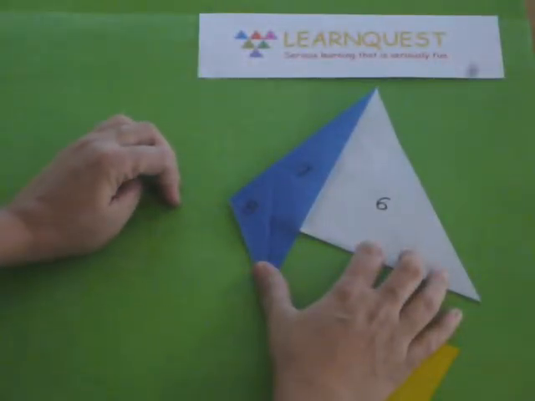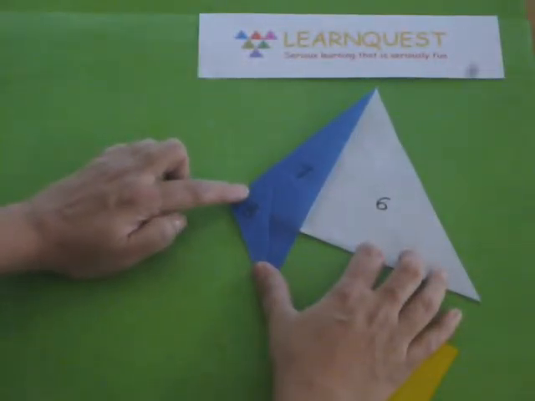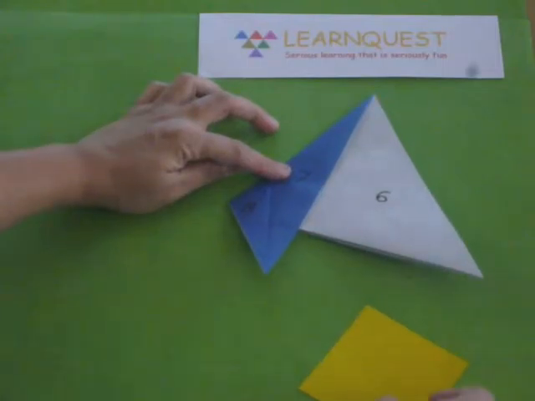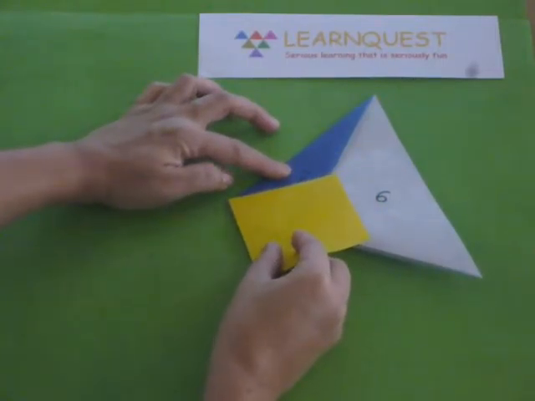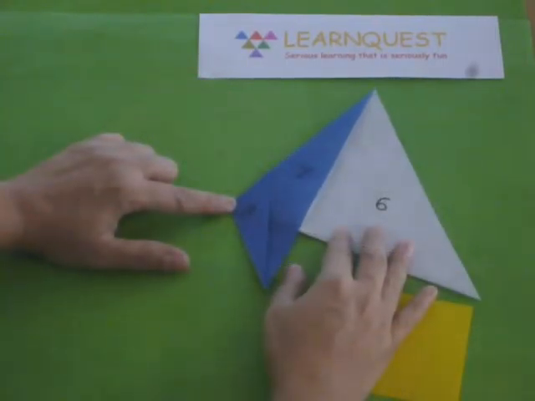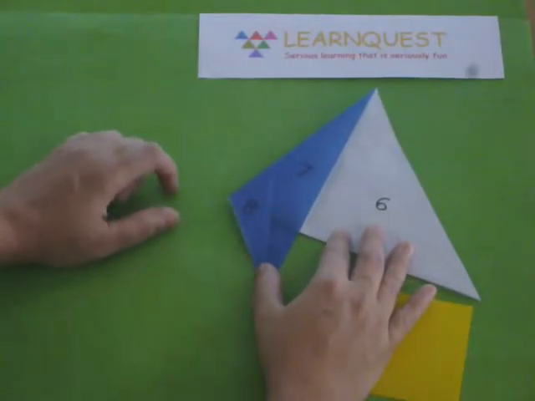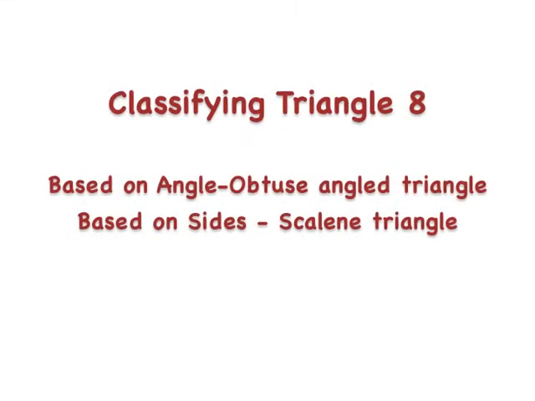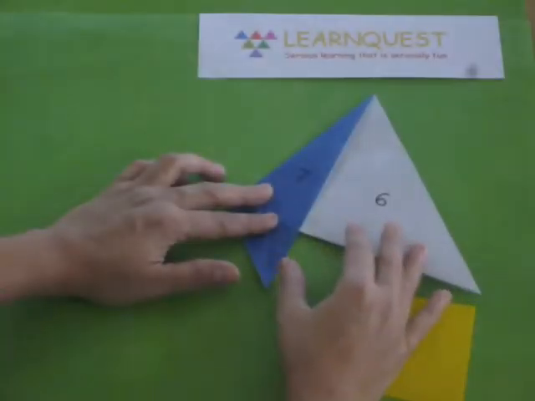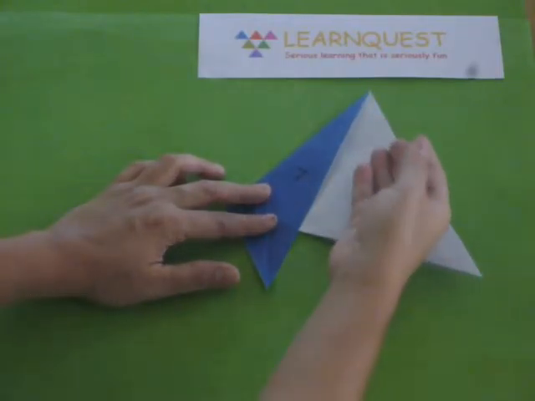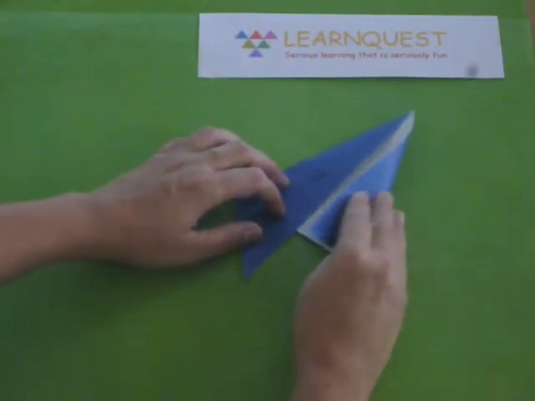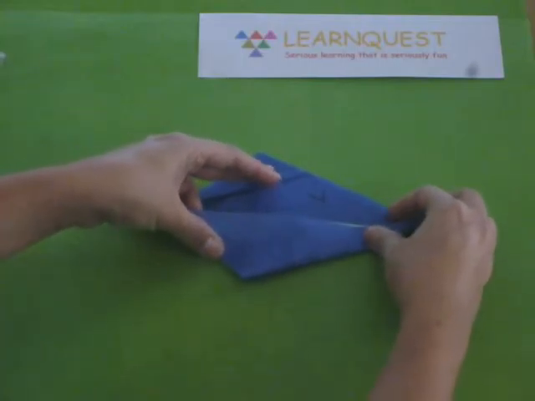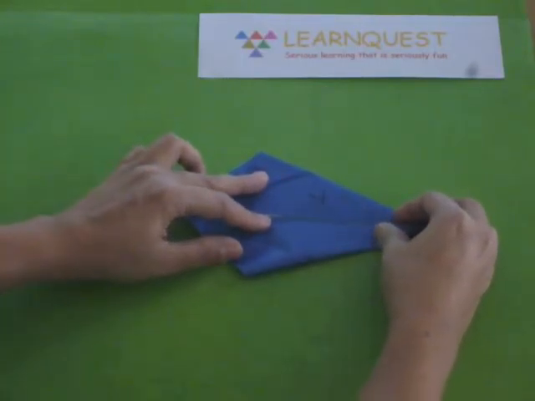What about triangle 8? Look at the angle over here. It is obtuse. Check it. It's more than 90. Look at the sides. They are unequal. This means it's a scalene triangle. Now fold the other side as well. So we will get two sets of triangles 7 and 8.